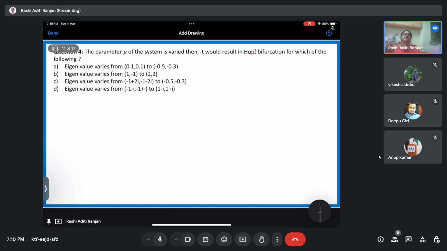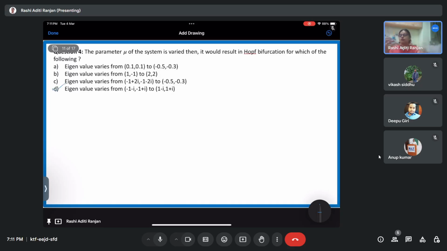We know that option D is correct because for the first case there is no imaginary value. For the second case there is no imaginary value. For the third case, initially there is an imaginary value, but as soon as it crosses over, the system goes from an imaginary eigenvalue to a real value, right? But in the case of Hopf bifurcation, though there is a change, there should be one set of imaginary eigenvalues. So corresponding to that, option D is the correct option, right?